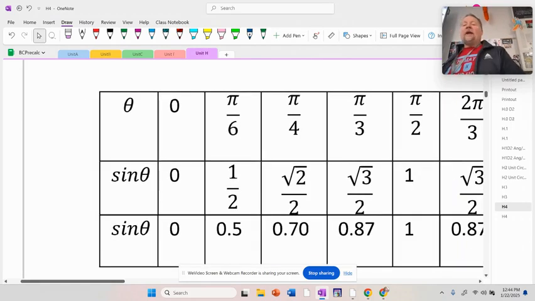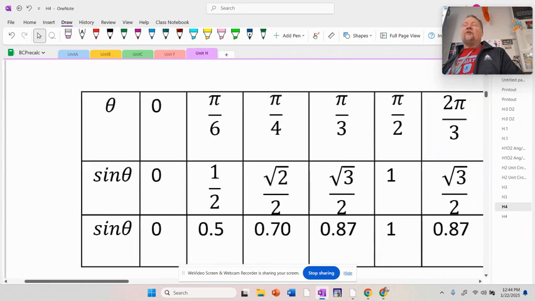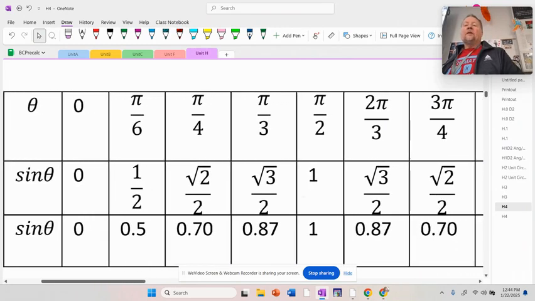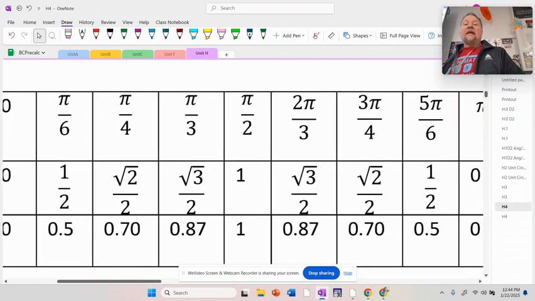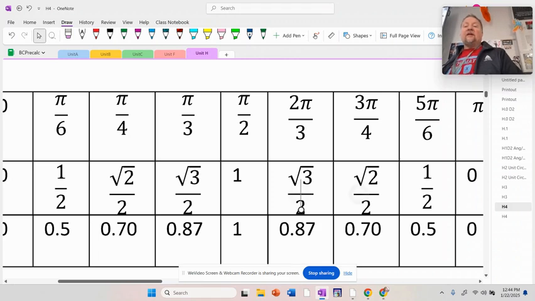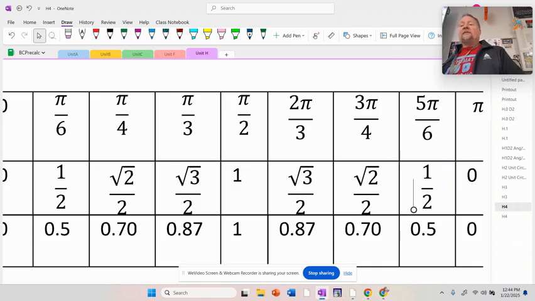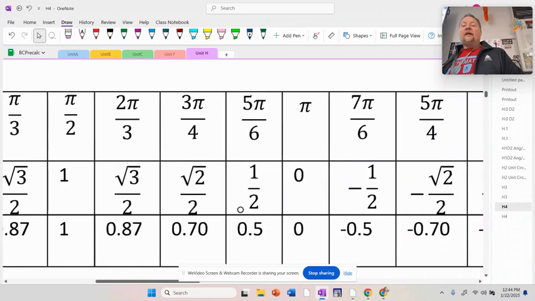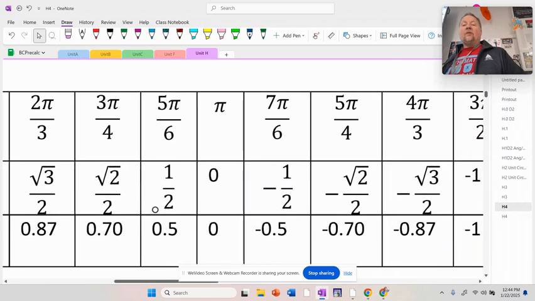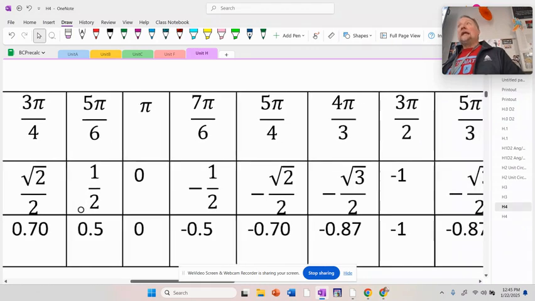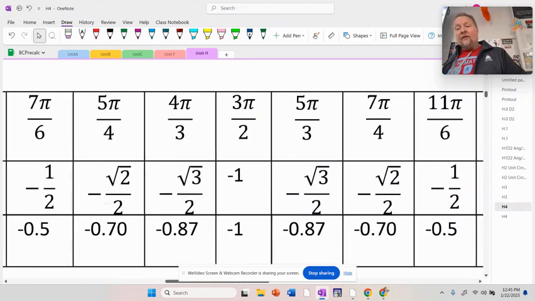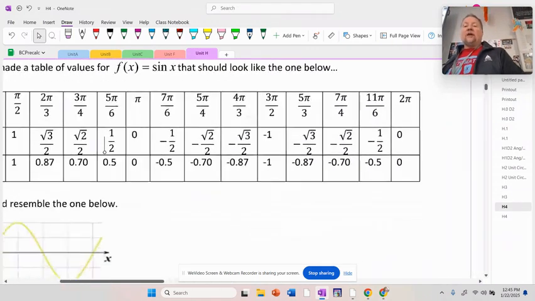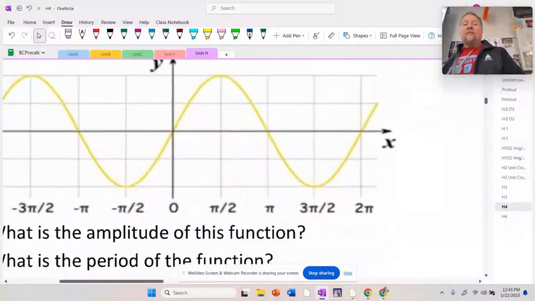And then what happens in quadrant 2? What's sine in quadrant 2? Starts with a P. Positive. And then that's sine of another 60, another 45, and another 30. That's why those ratios are exactly the same. But what's sine in quadrant 3? Negative. And what's sine in quadrant 4? Negative.